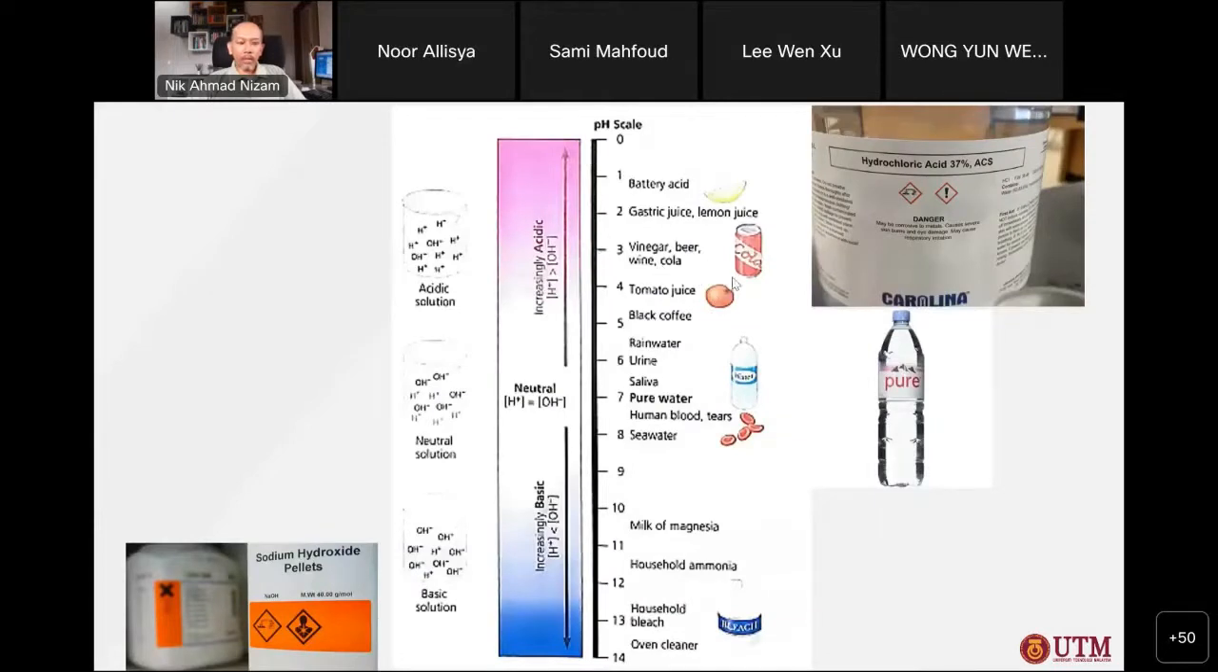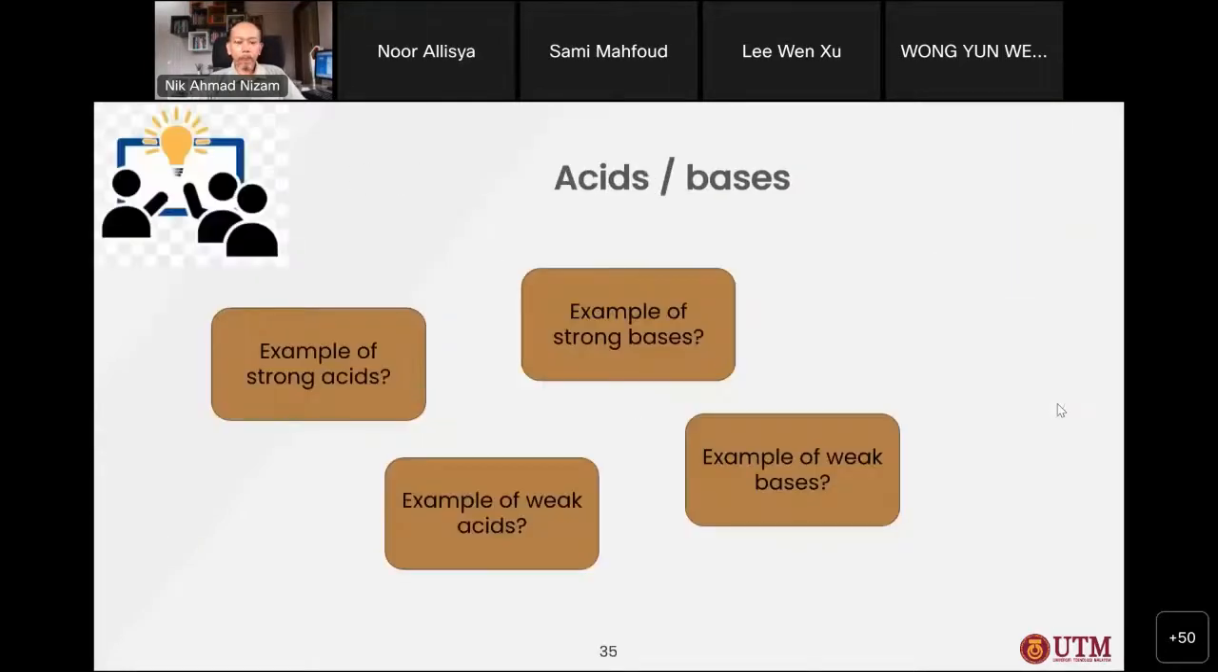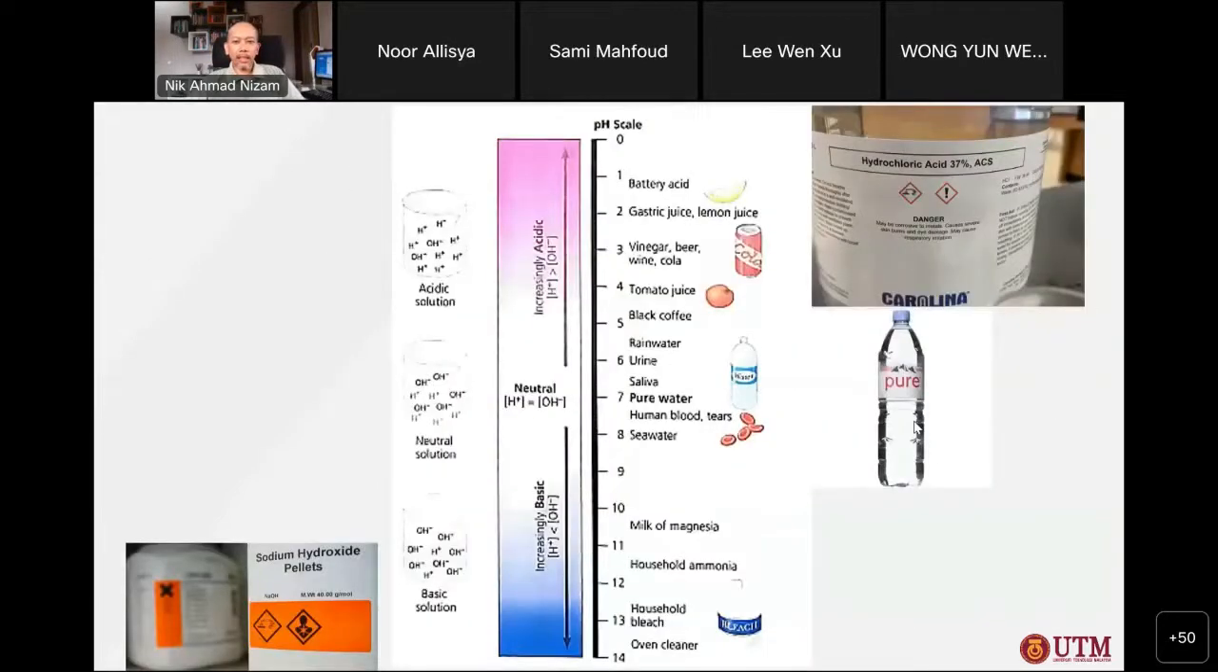A strong acid or strong base is dangerous to humans. But weak acids and weak bases can interact with our body. So what are examples of strong acids, strong bases, or weak acids? You can see from here. These are examples of weak acids: vinegar, cola, tomato juice, lemon juice.